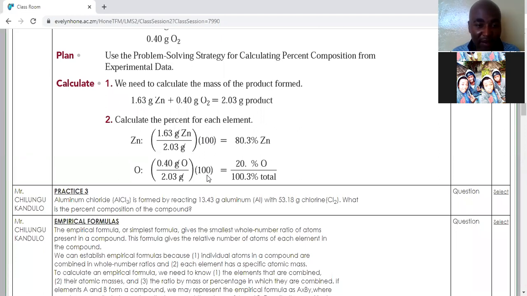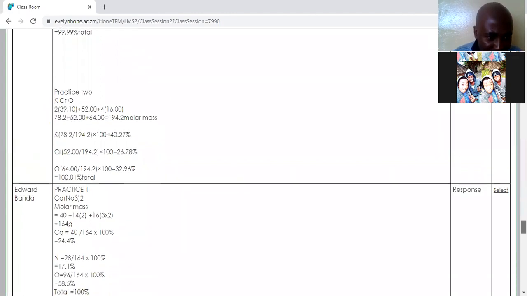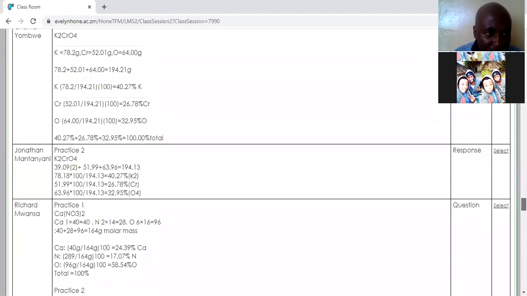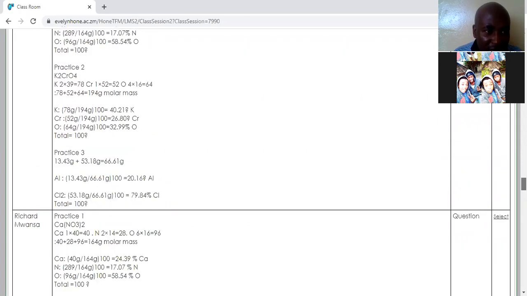When you do your notes properly, you will find it. So I also gave you something. Let me see if someone attempted this one. Yeah, none.